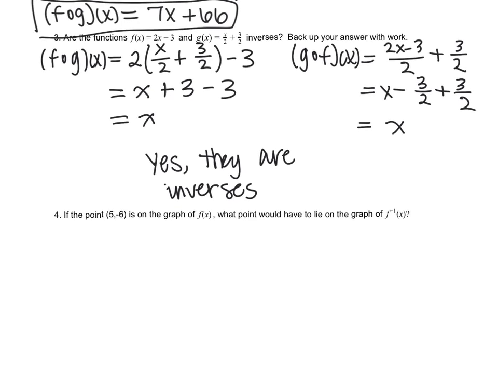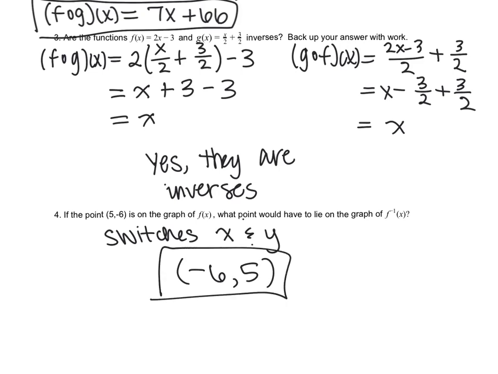Next, we know that the point 5, negative 6 is on the graph of f of x, and we want to know what point would have to lie on the graph of the inverse. So what an inverse does is it switches x and y. So it just makes them change places. It does not change their signs. So when I switch x and y in the point 5, negative 6, we end up with negative 6, 5. So that point has to be on the graph of our inverse.